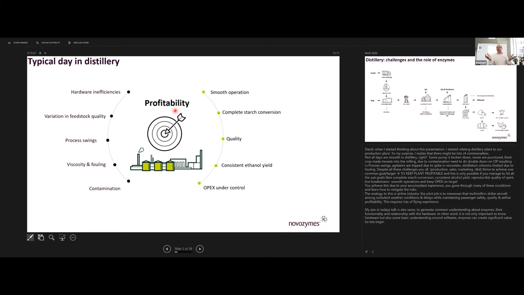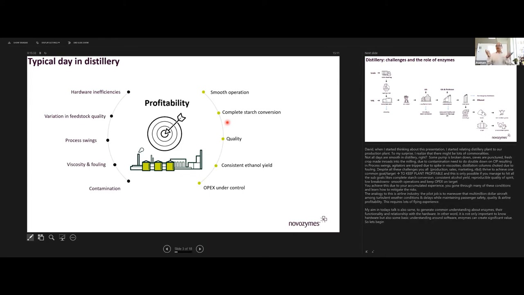And they all function for only one goal, that is profitability, to keep the plant profitable. Of course, profitable is a very big word, and underneath profitability, there are a lot of small things we need to achieve. So for example, the plant should have smooth process operations. Then timely delivery of alcohol, then it should have full starch conversion, no matter what grain is coming in. It should stick to the quality that everyone is striving for. And it should have consistency in the ethanol yield.